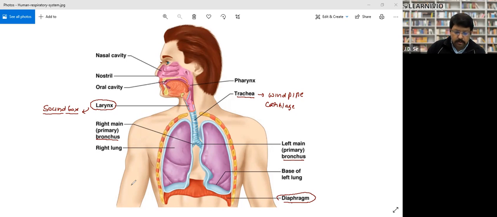So take the screenshot, then I will show you one more diagram. Please take the screenshot. Now let me show you another diagram.